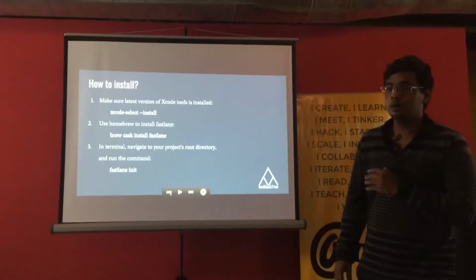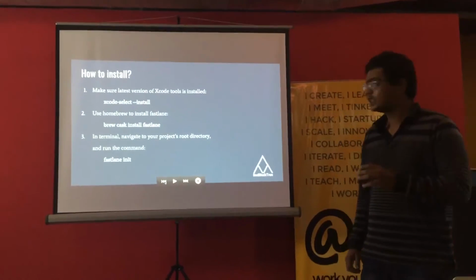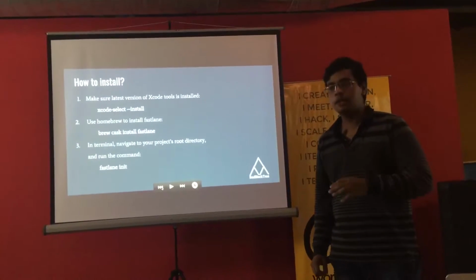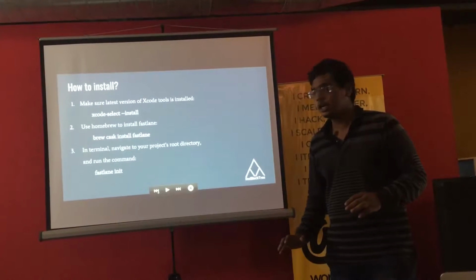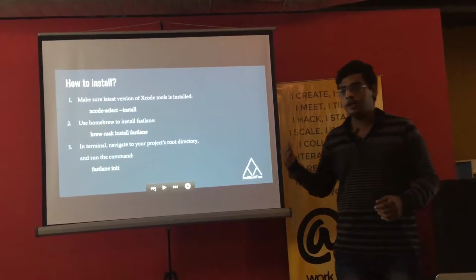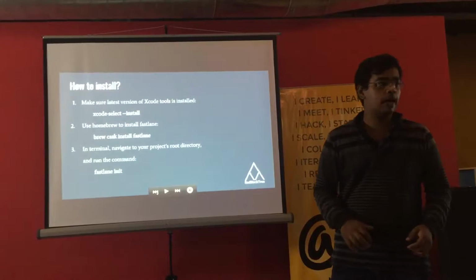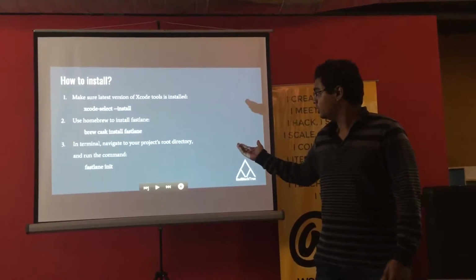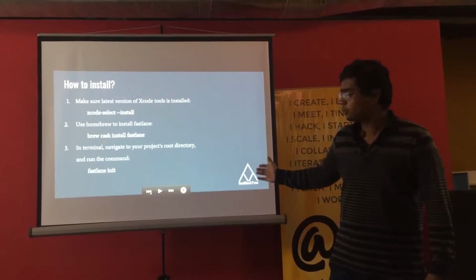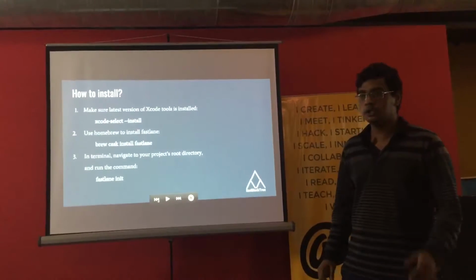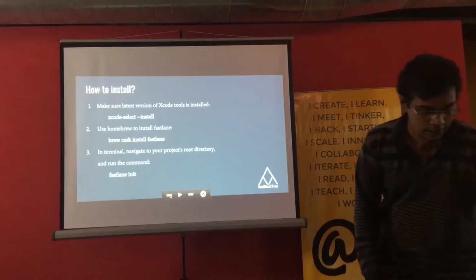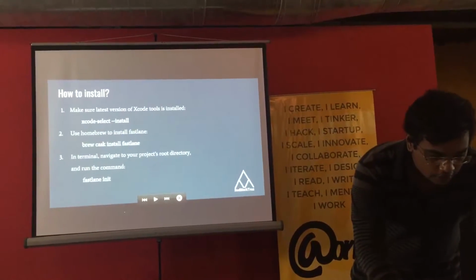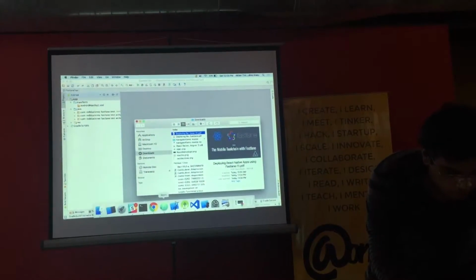First we'll look at how to install Fastlane. For Fastlane, first you need to make sure that you have the latest build of Xcode, and you have to have Homebrew installed on your Mac. Then you just use the command brew cask install fastlane, and it will install the whole suite of tools. Fastlane basically consists of 14 tools.